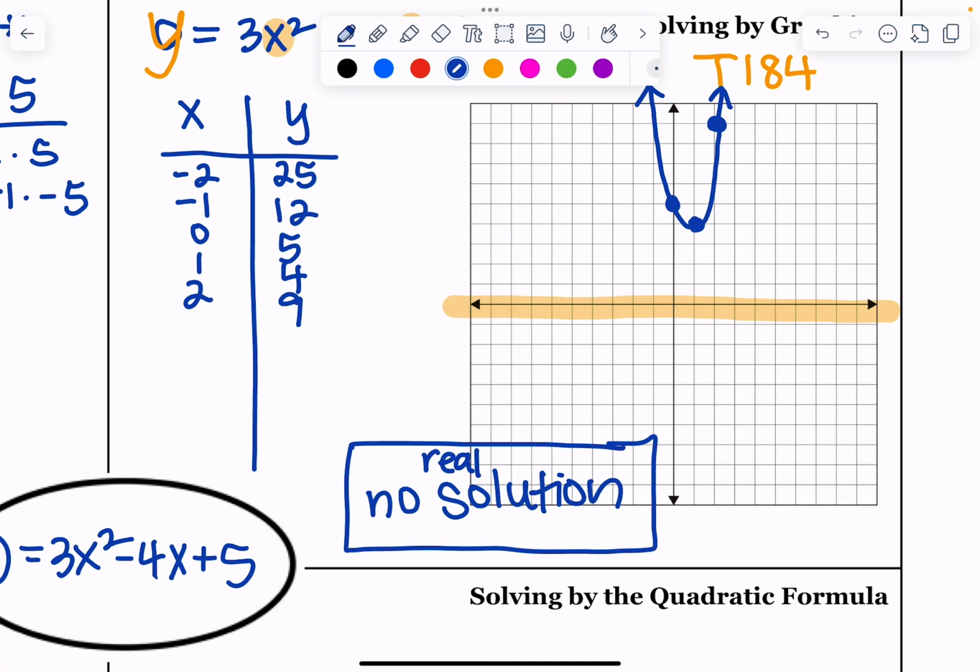We're going to get imaginary solutions. If you're in Algebra 1, you will not be doing the imaginary part, but I'm going to go ahead and find the imaginary solutions for those watching who are in Algebra 2 or college algebra. So this has no real solution.